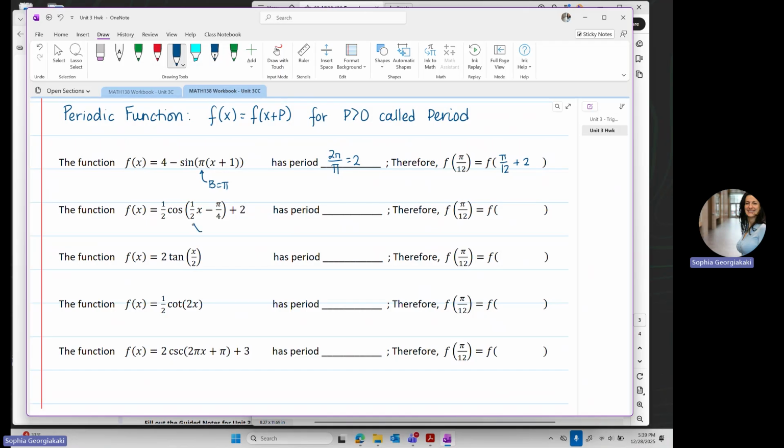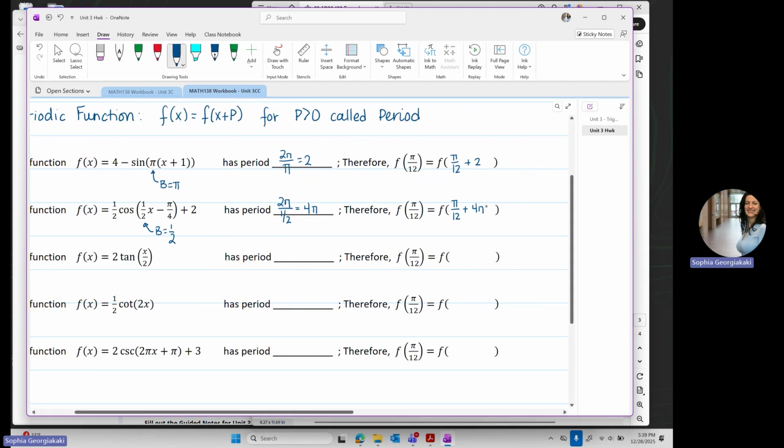Here, the b is equal to 1/2. The original function is a cosine. The new function has the period of the cosine, 2 pi divided by 1/2, which is 2 pi times 2 over 1, 4 pi. Therefore, the angle pi over 12 will have the same y value with the angle pi over 12 plus the period of 4 pi. These two terms are like terms. I could potentially be asked to add them. So if I multiply and divide here by 12, I will have pi 12s plus 48 pi 12s, therefore the same y value with 49 pi 12s.